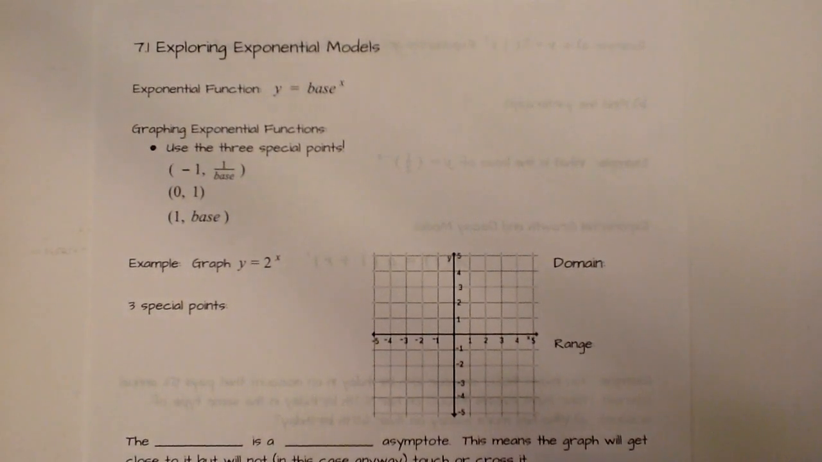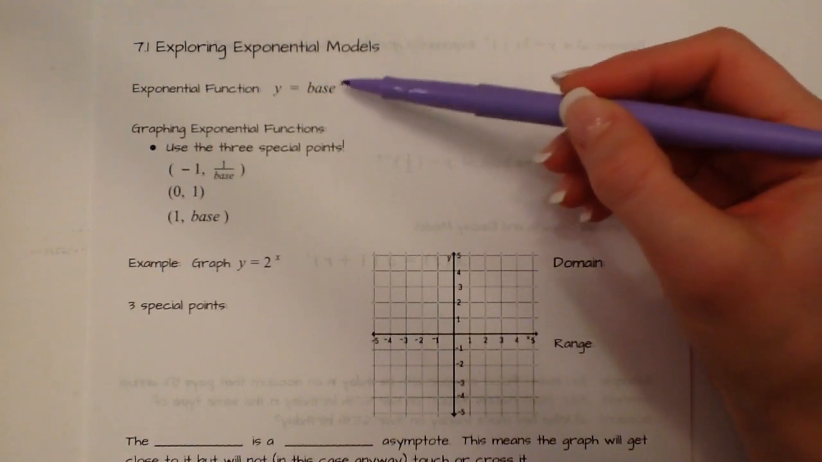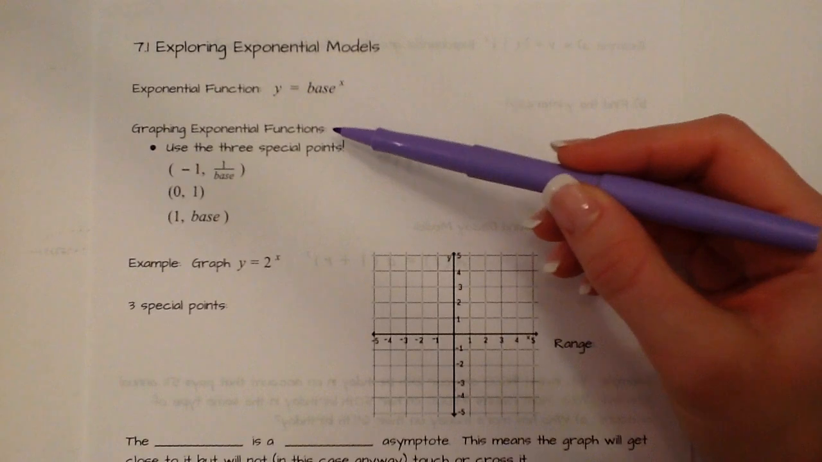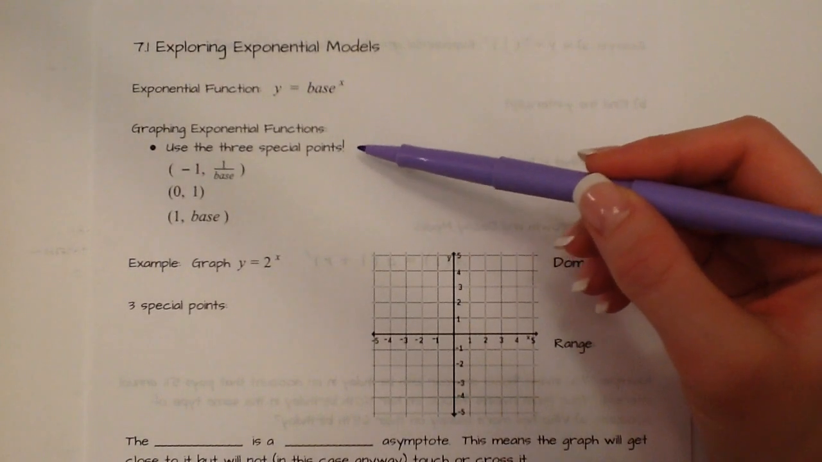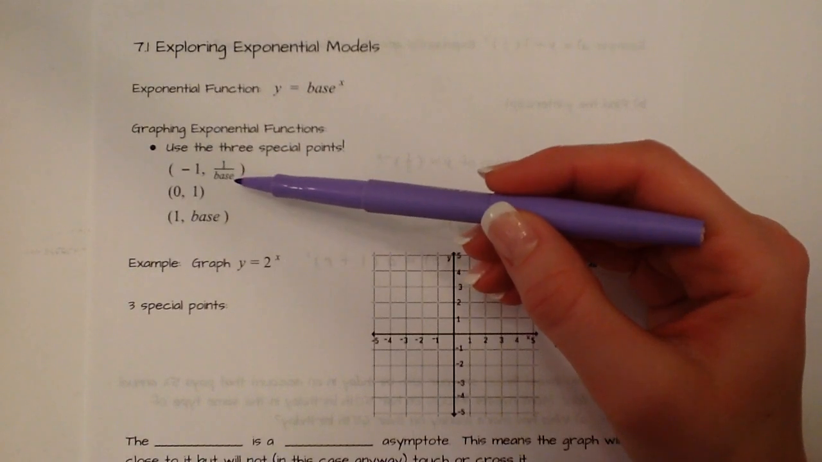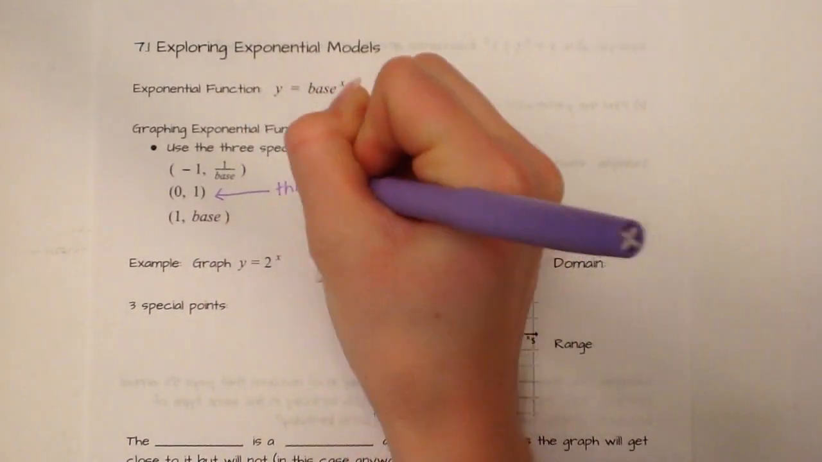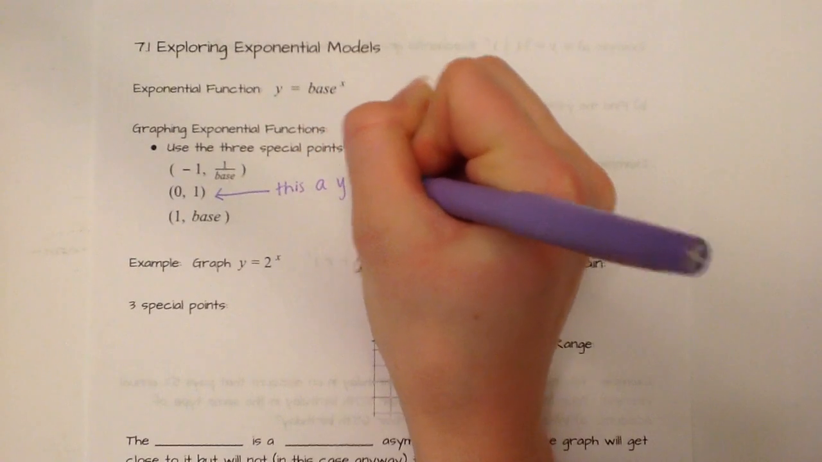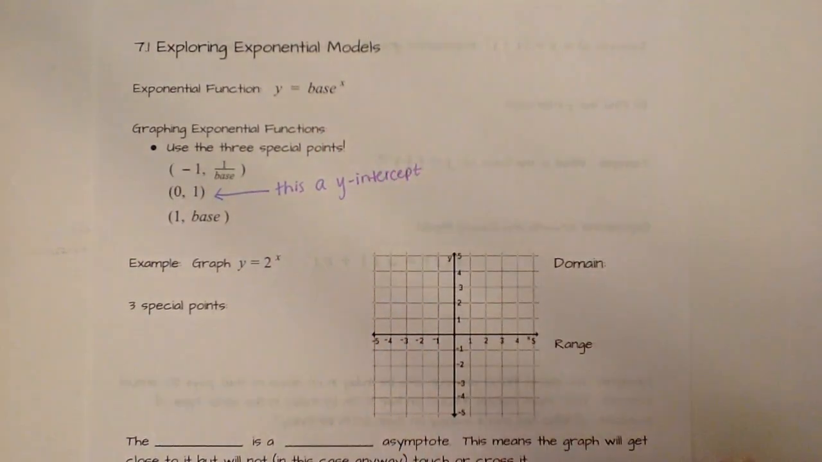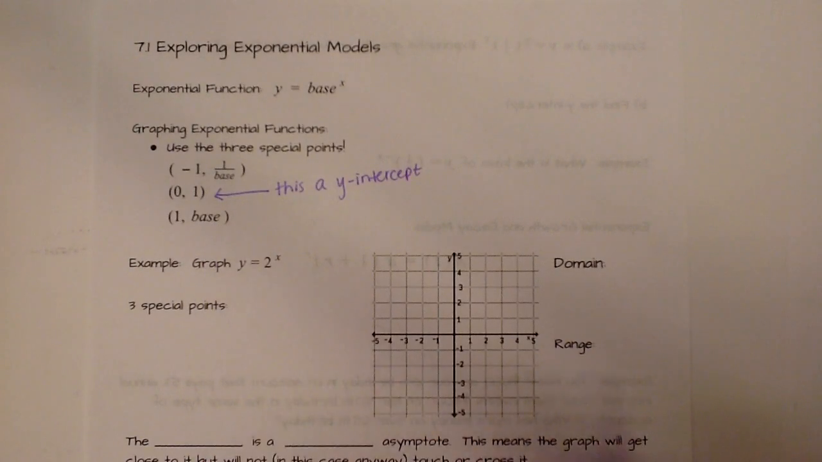Alright, in 7.1 we're going to be exploring exponential models. So the exponential function is y equals a base to a power x. When we graph exponential functions, we look at three special points. Our first one, we have -1 and then 1 over whatever our base is. The second one is 0, 1, and this point is actually our y-intercept. And then our third point is 1 and then whatever our base is.